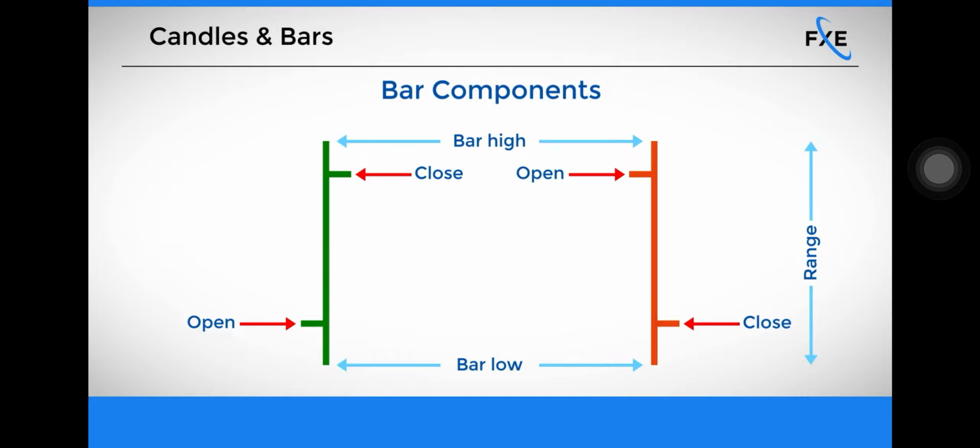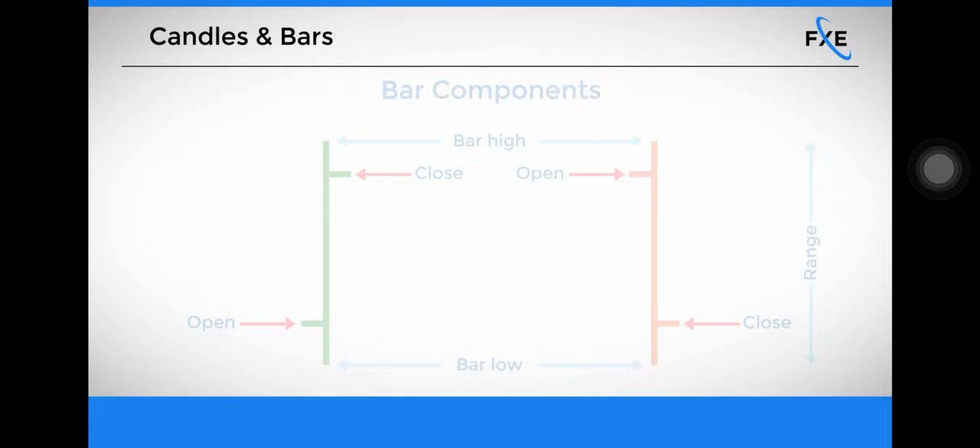One of the great things about bar charts when compared to candle charts is that you can identify a bullish bar or a bearish bar instantly by looking at where the handles opened and closed, and not rely on its color. Let's now look at the different types of candlesticks.